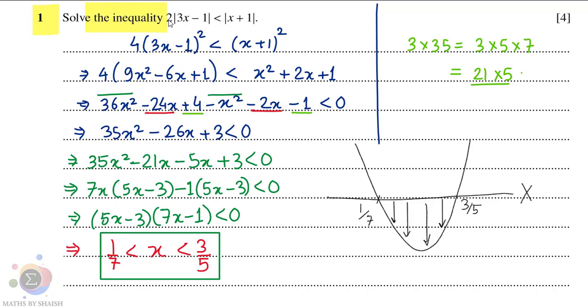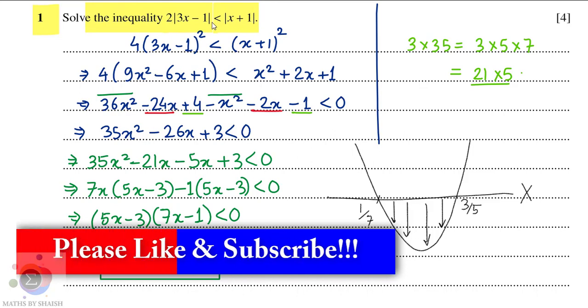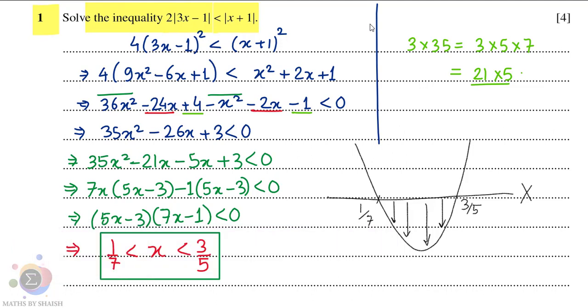Solve the inequality 2 modulus of 3x minus 1 is less than modulus of x plus 1. There are several ways to solve it, but whenever we get a modulus on both sides, I believe the best way is to square both sides. So if you square both sides, 2 becomes 4, and the modulus has gone; we can remove this modulus because a square will always be a positive number.